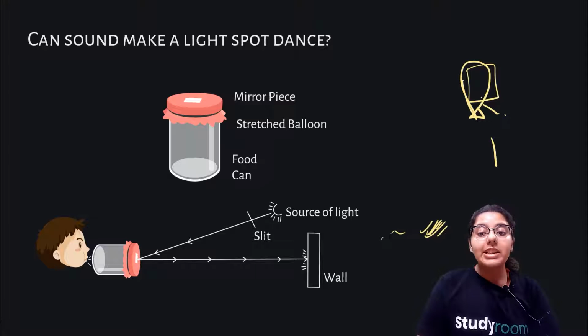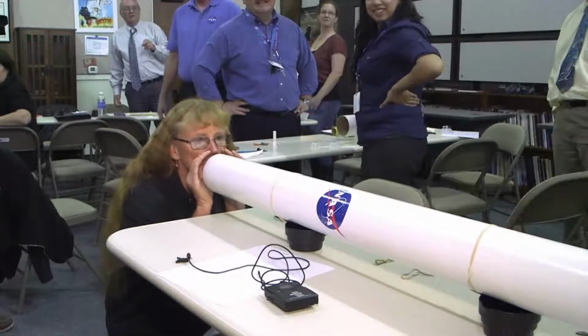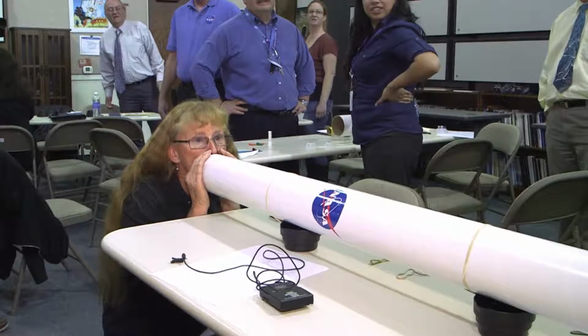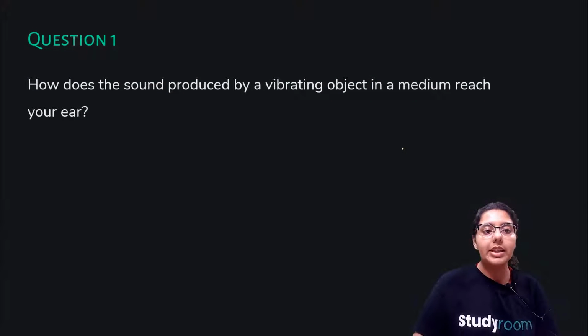The disturbance created by the source of sound travels through the medium, and not the particles of the medium. So let's see how the sound travels in different mediums. How does the sound produced by a vibrating object in a medium reach your ear?